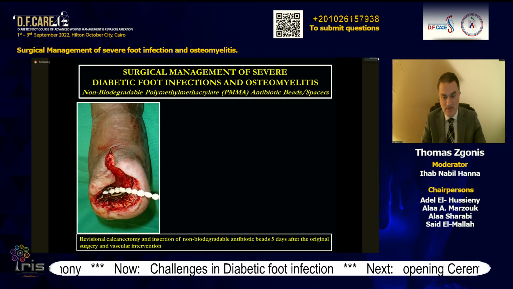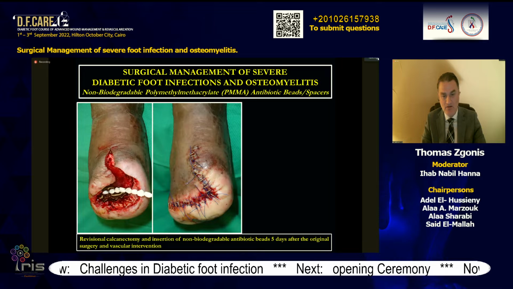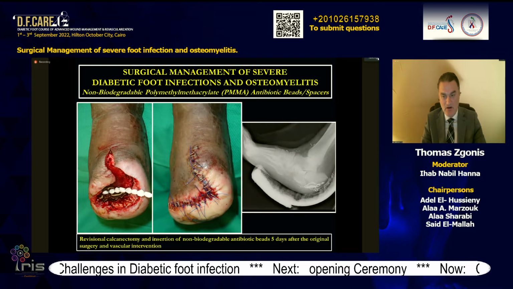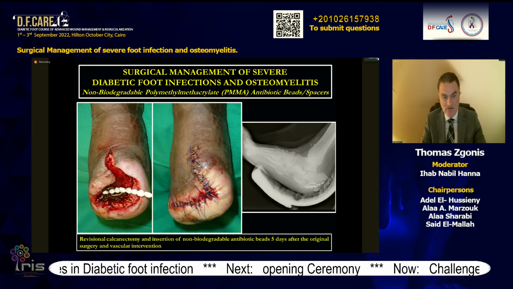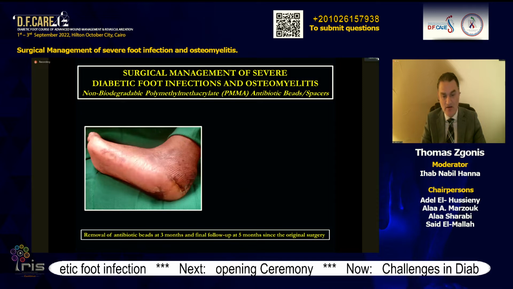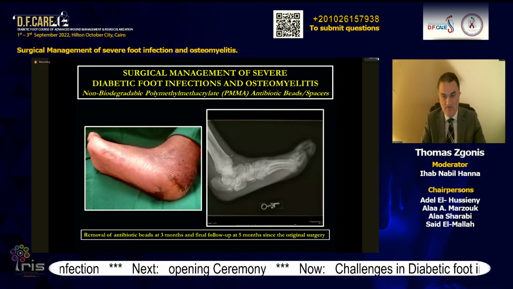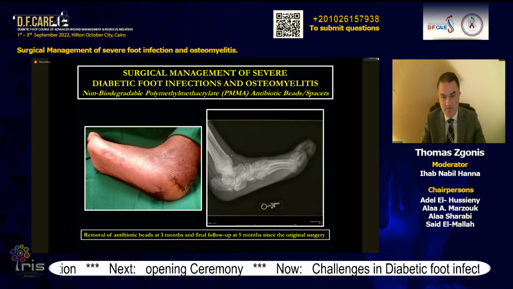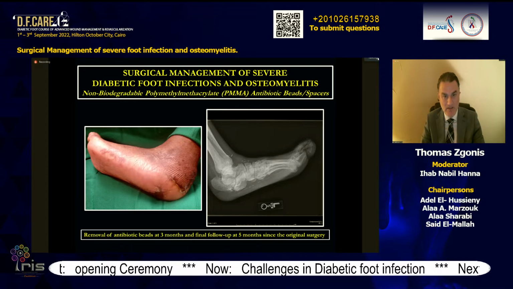Application of non-biodegradable cemented antibiotic beads 5 days after the original surgery. As you see here, patient closure. Here's the posterior splint, and also you can see the patient had a lower extremity bypass surgery before our revisional partial calcanectomy with antibiotic beads. Here's the long-term outcome of the patient. We waited 3 months to remove the antibiotic beads, take further cultures, and achieve final limb salvage after a lower extremity bypass intervention, minimal partial calcanectomy, and application and removal of antibiotic beads.